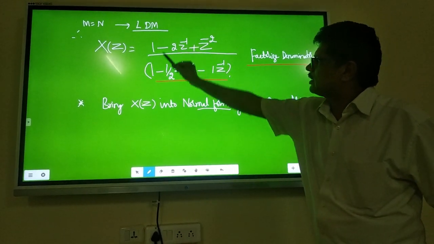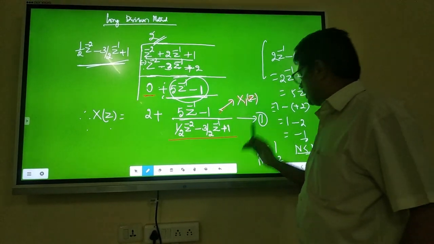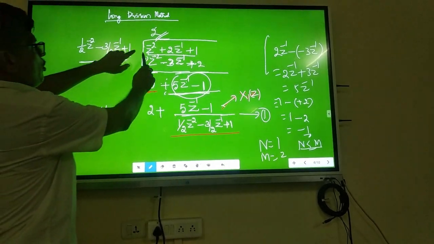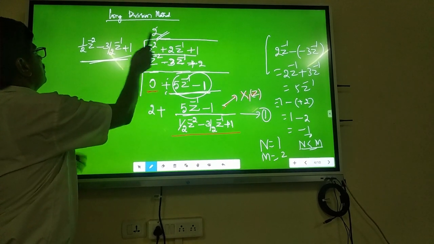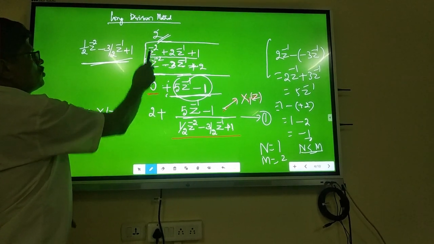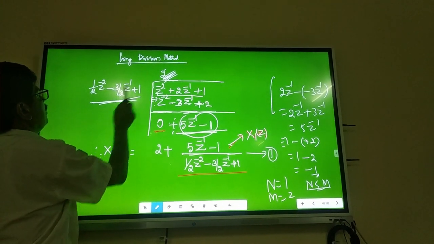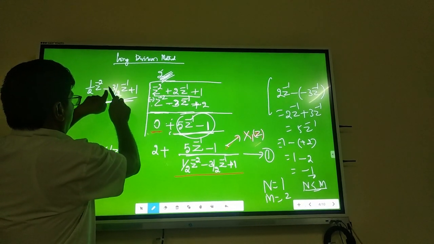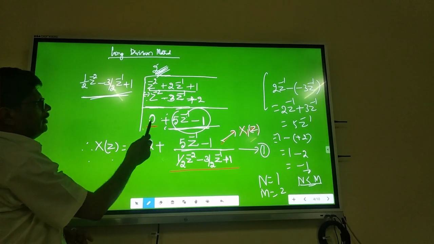Long division method: bring X(z) into normal form, then factorize. How do you do it? First write the denominator as divisor, the numerator as dividend. Then start multiplying with some term in such a way that the first term gets cancelled. I want z^-2, so I select this value: 2 into 1/2 gets cancelled, giving z^-2. Similarly, 2 into minus 3/2 gives minus 3 z^-1, plus 2 into 1 is 2. Then start subtracting.